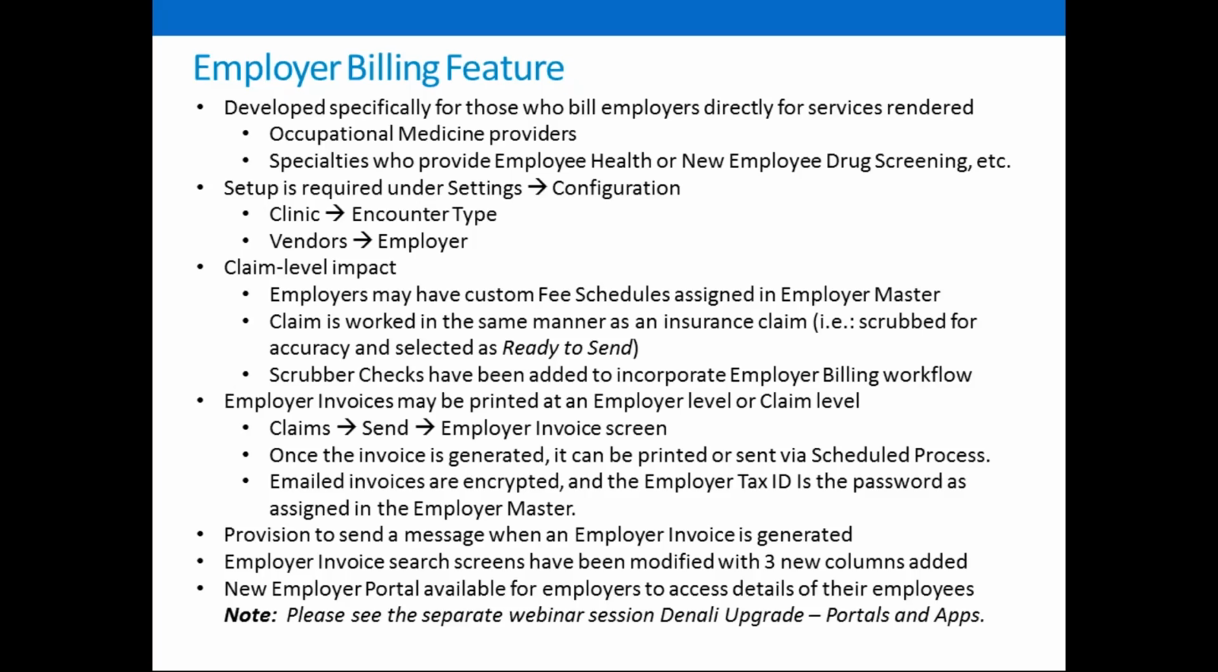The employer invoice screen has also been modified for those of you that may already be using it. There are new columns of data. You also now have the ability, when you schedule the job, to email the invoices instead of printing them only. And along with that, in your employer master setup, you would need to have the federal tax ID number, because that serves as the employer's password for encrypting the PHI. And then whoever you designate in the practice would be notified when the invoice is available.